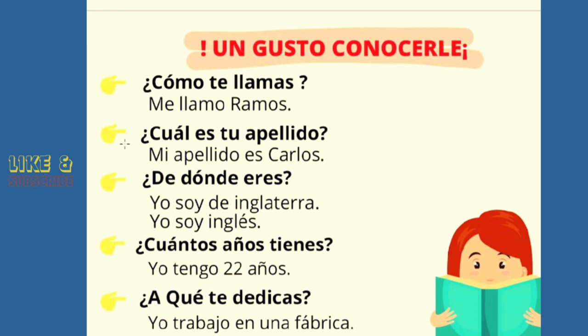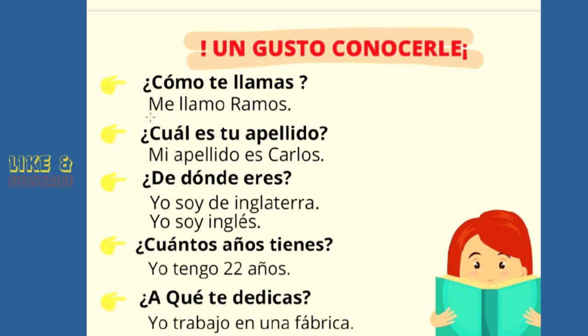What is your surname or last name? Apellido is last name. Es means is, tu is your, and apellido is last name or surname. Okay, then the answer is mi apellido es Carlos. Mi is my. My surname or last name is Carlos. Okay, so don't get confused on this.